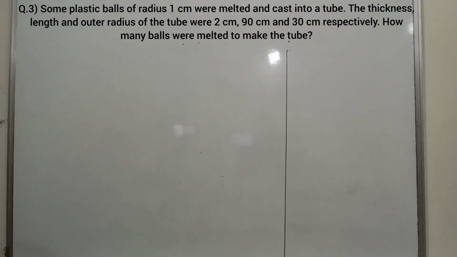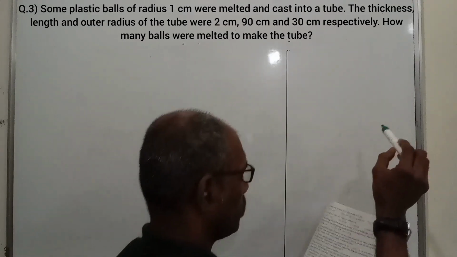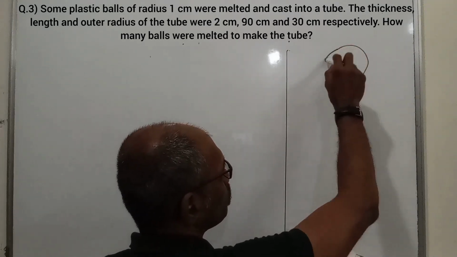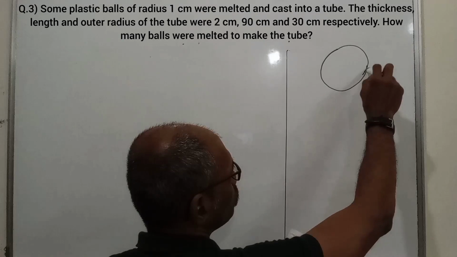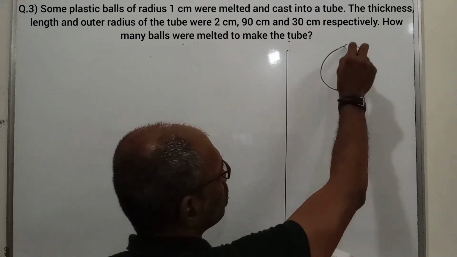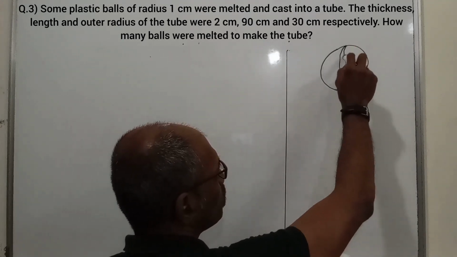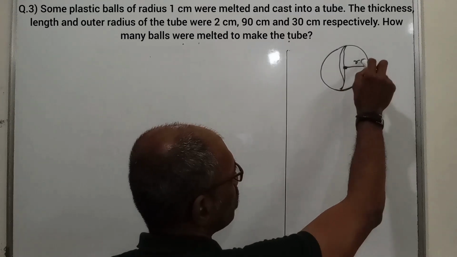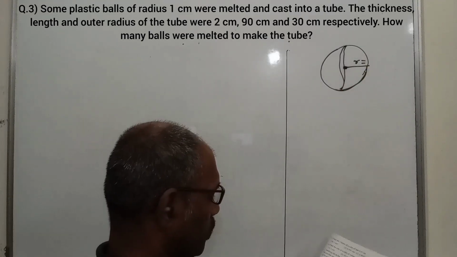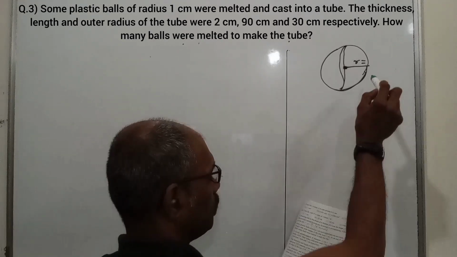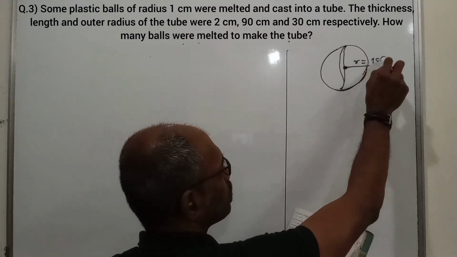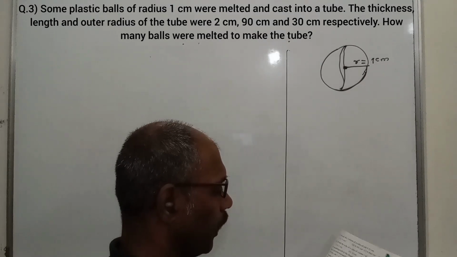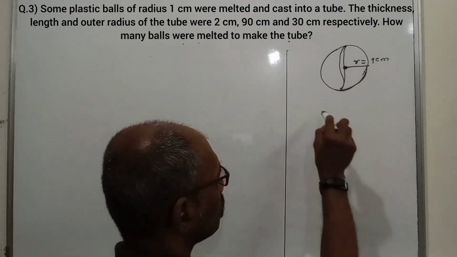Question number 3. Some plastic balls of radius 1 centimeter. See this, this is a plastic ball, and the radius of this plastic ball is r. The plastic balls of radius 1 centimeter were melted and cast into a tube.